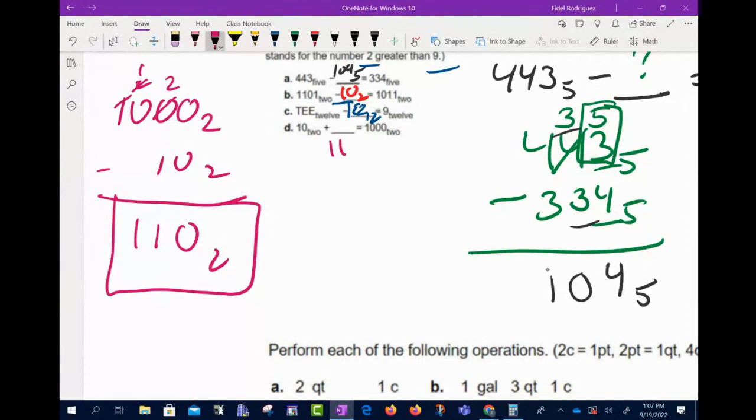So right here, you guys, I'm going to write 110 base 2. Again, just kind of going through the process and trying to figure out what do I have and what am I trying to get to, okay?